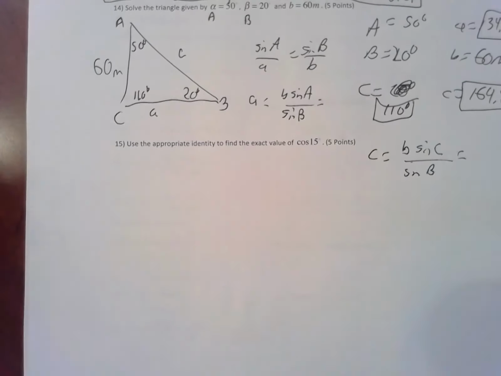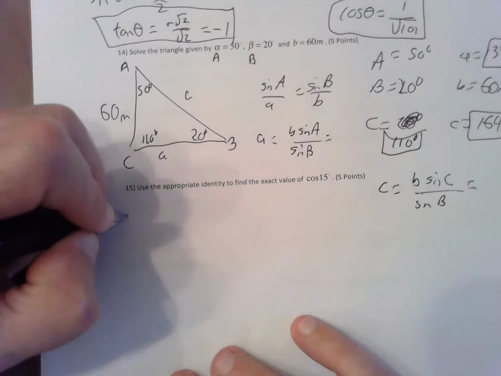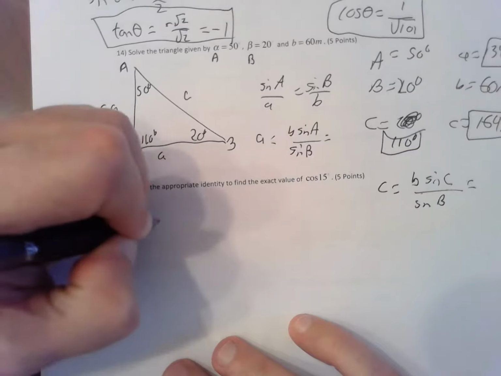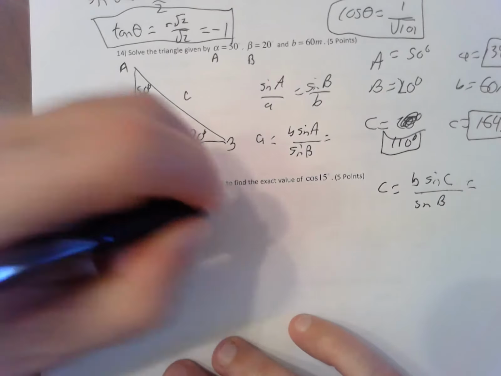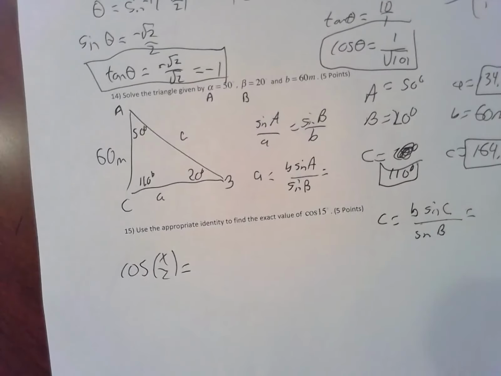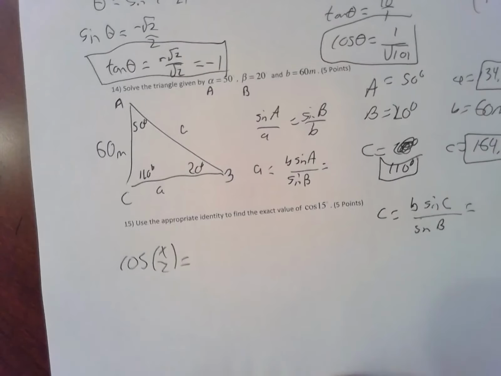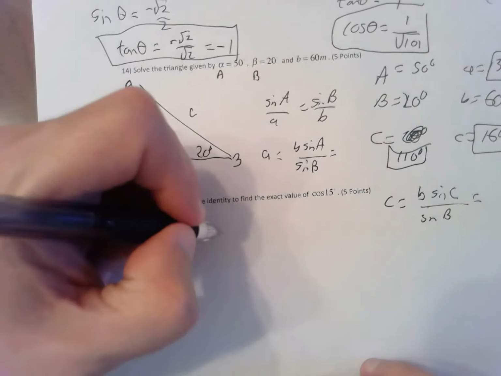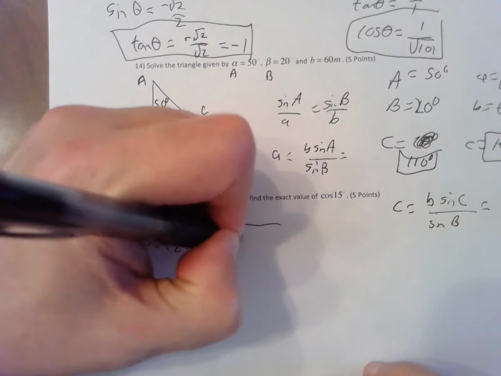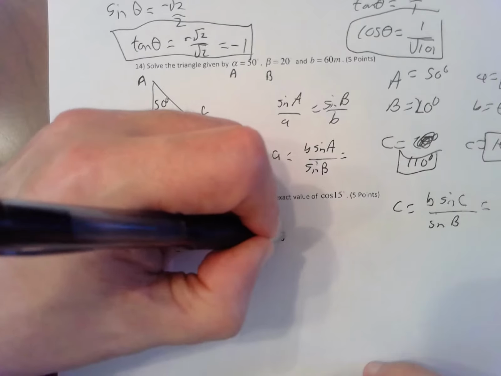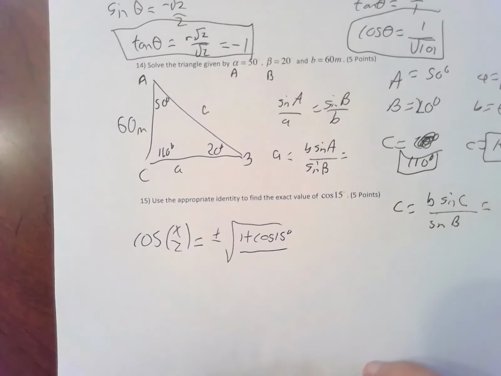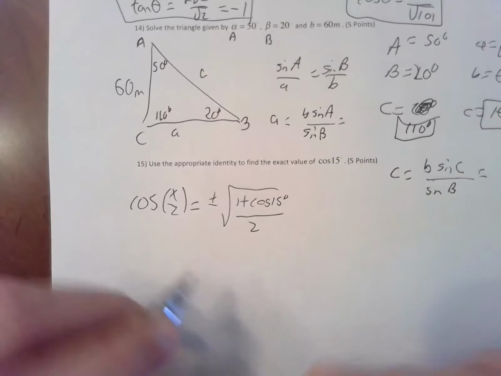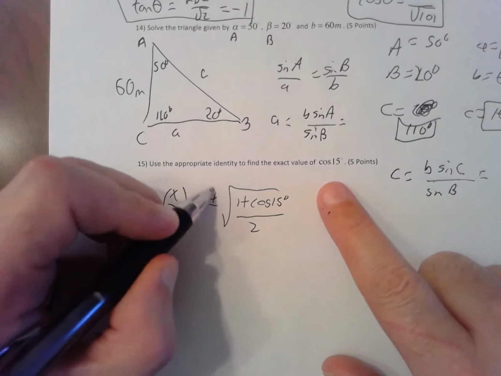Okay, we want to find the exact value of cosine of 15. I could use the half angle formula. I could use cosine of x over 2, look at my sheet here. Oh, I'm on the last problem. Yay! Didn't realize. I could say that is plus or minus square root of 1 plus cosine of 15 degrees over 2. I'm in quadrant 1, so I know I'm going to want the plus.